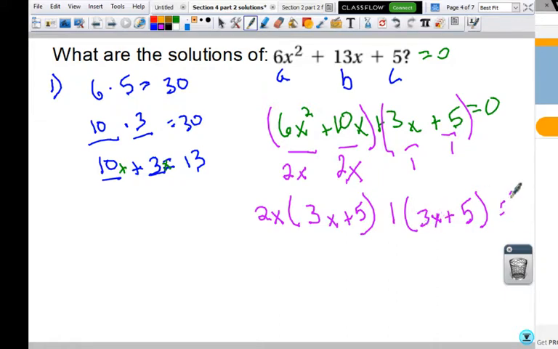Alright, still got this equals 0. Okay, so we're going to get 2 parentheses now. And Caleb, what's going to go in my first parenthesis? What's going to go in this first parenthesis right here? Which is step, I think we're on step 4. Yeah, step 4.